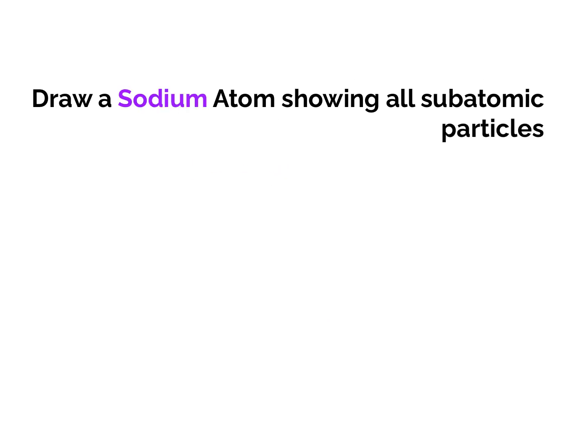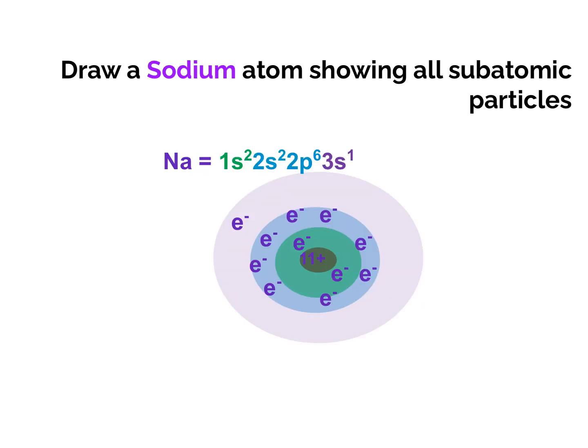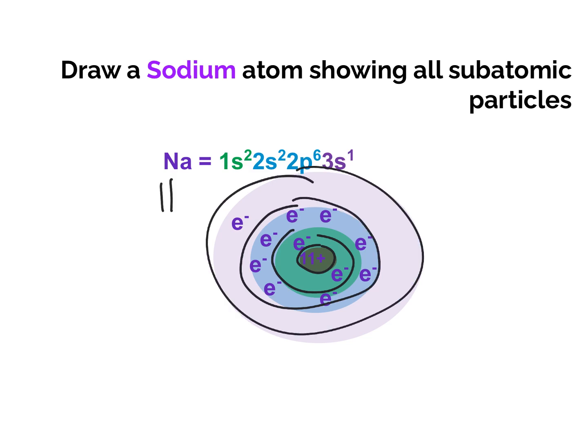Now take a second, pause the video, and draw a sodium atom the same way as we do the lithium. Here is the answer for this. We have our nucleus with our 11 protons because sodium, Na, is number 11 on the periodic table, and it's in row 3. So we have 1, 2, 3 energy levels with our 11 electrons. And we have 1 valence electron here. And this is our electron configuration.